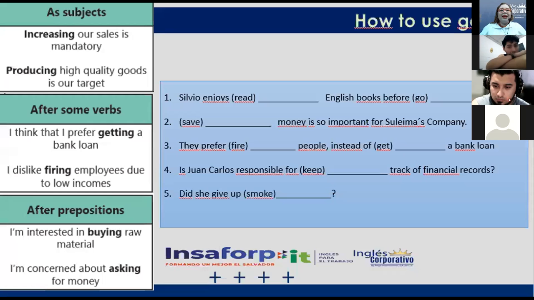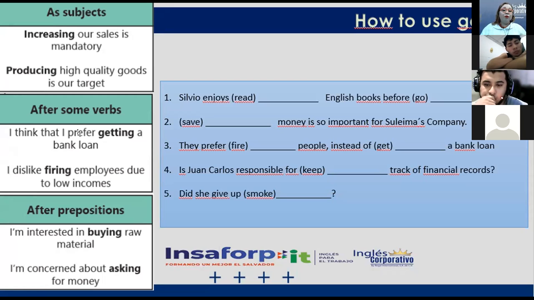Bien, ¿y qué decíamos entonces acerca de estos verbos? Que la única manera, pues, es usarlos, memorizar un poco después de cuáles es que va una forma del verbo en gerundio, ¿verdad? O con una terminación ing. Los más comunes, ¿ok? Por ejemplo, aquí tenemos dos muy comunes, prefer, ¿ok? I think that I prefer getting a bank loan.